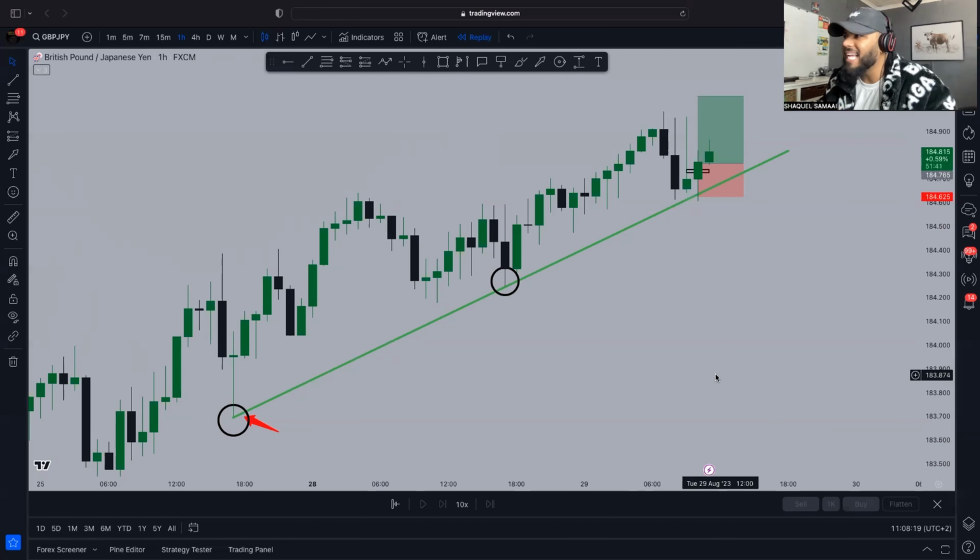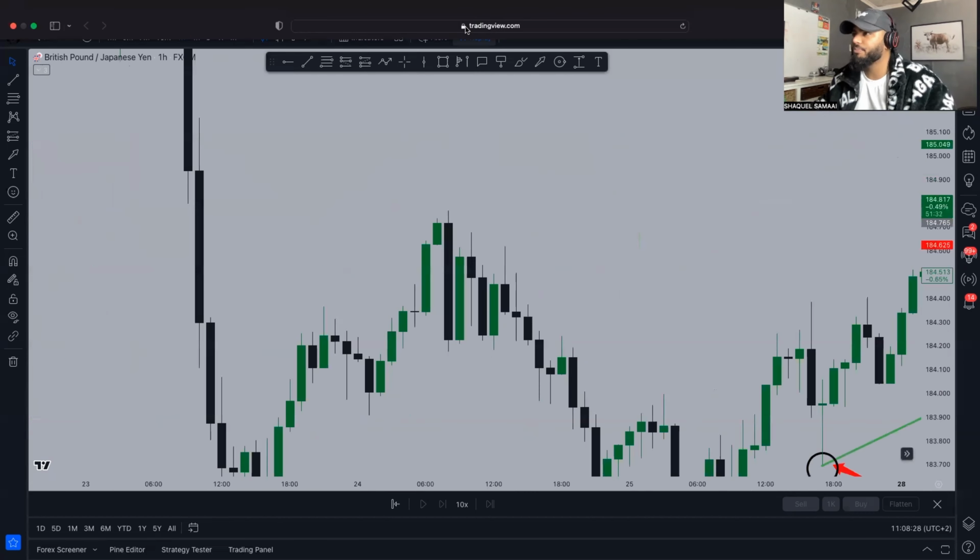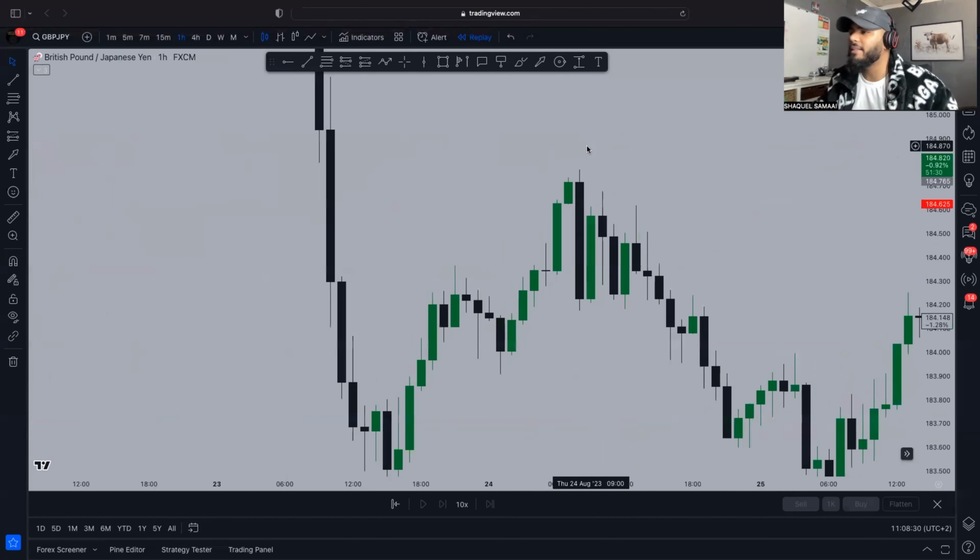Now, with that being said, guys, let's go on to the next step, which is how to do it with a downtrend. Okay, guys, let's go on to that part. How to do it with a downtrend.